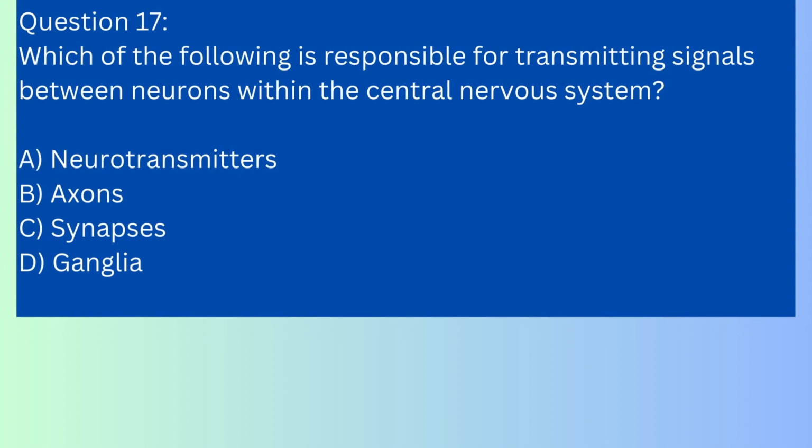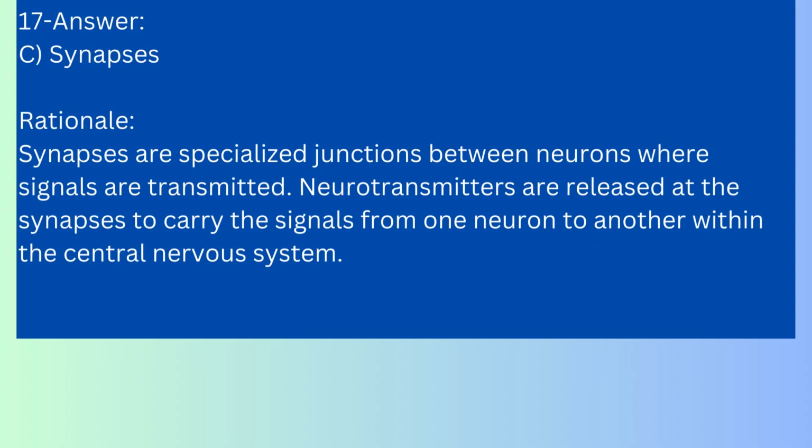Question 17. Which of the following is responsible for transmitting signals between neurons within the central nervous system? A. Neurotransmitters. B. Axons. C. Synapses. D. Ganglia. Answer. C. Synapses. Rationale. Synapses are specialized junctions between neurons where signals are transmitted. Neurotransmitters are released at the synapses to carry the signals from one neuron to another within the central nervous system.